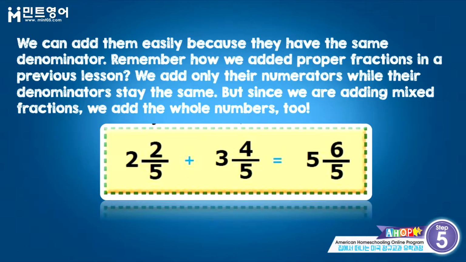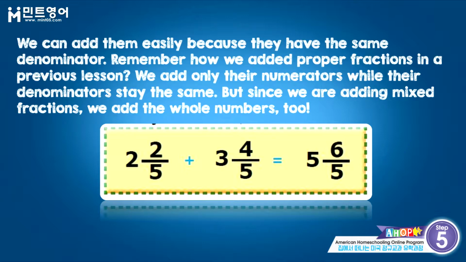We can add them easily because they have the same denominator. 우리는 그들이 같은 분모를 가지고 있기 때문에 그것을 쉽게 더할 수 있습니다. Remember how we added proper fractions in a previous lesson? 우리가 지난 수업에 어떻게 적절한 분수를 더했는지 기억하시나요? We add only their numerators while the denominators stays the same. 우리는 그들의 분모를 그대로 유지한 채 분자를 더합니다.